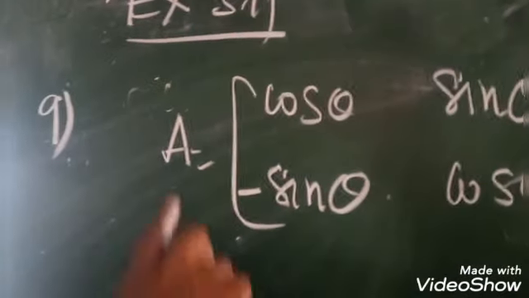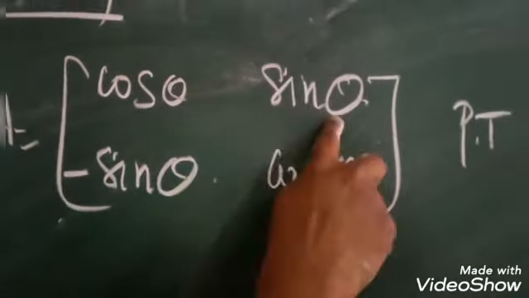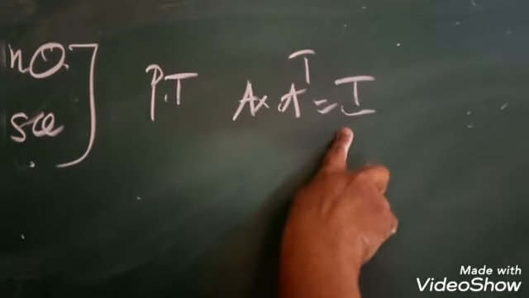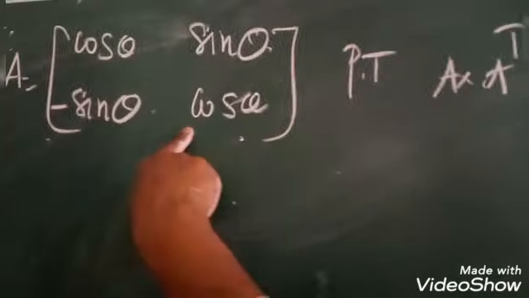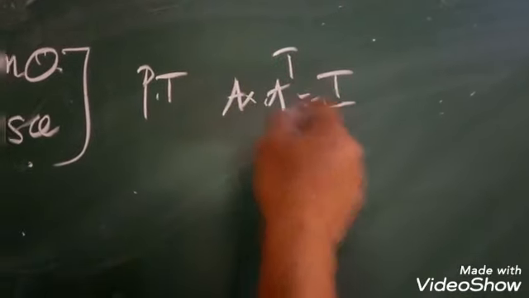See girls, in the 9th sum, the given matrix A is cos theta, sin theta, then minus sin theta, cos theta. Prove that A into A transpose, A into A^T, is equal to I. I is called here the 2 cross 2 matrix. Already we saw in the last sum, 1 0 0 1, we want to prove.